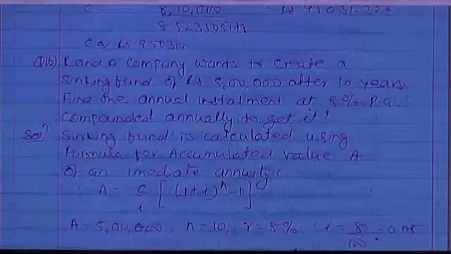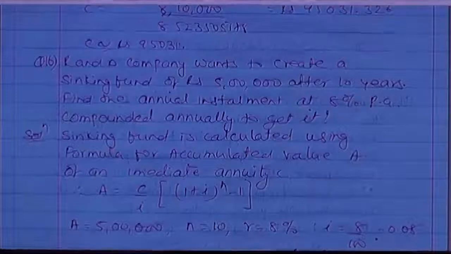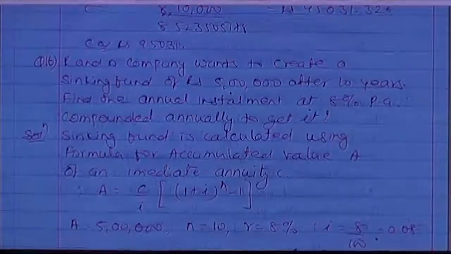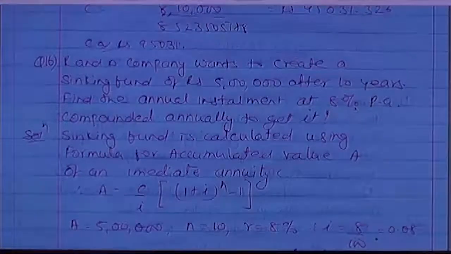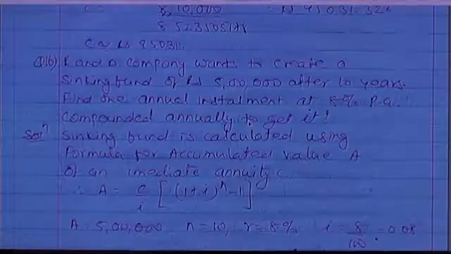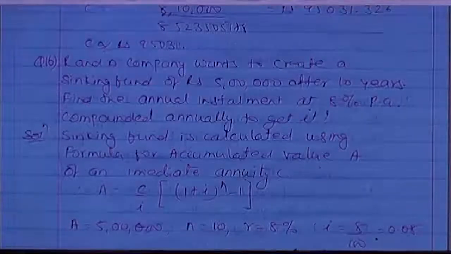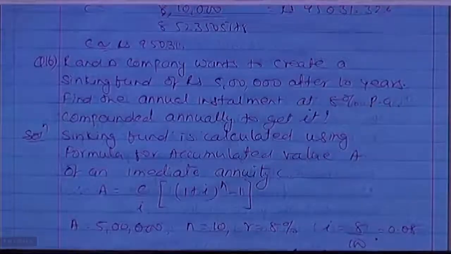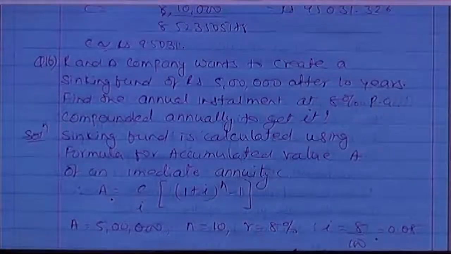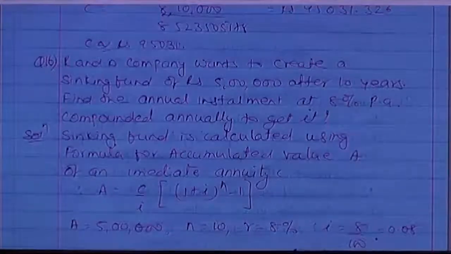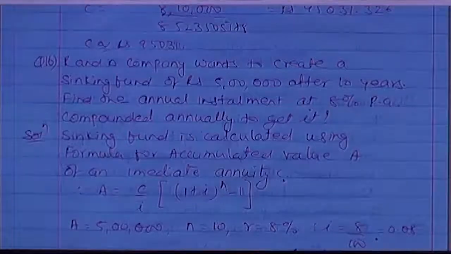Now moving on to illustration number 16. R&D company wants to create a sinking fund of rupees 5 lakh after 10 years. Find the annual installment at 8% per annum compounded annually to get it. Now sinking fund is calculated using the formula for accumulated value A of an immediate annuity. For immediate annuity, the accumulated value is given as C upon I.